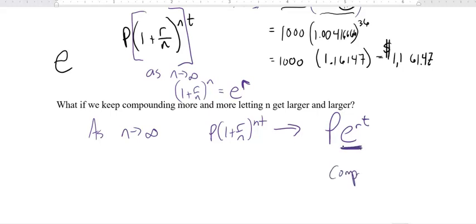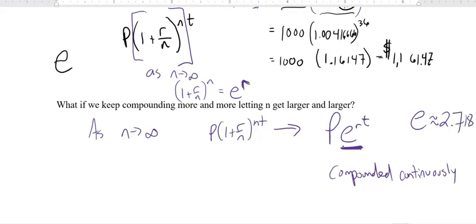So this is called compounded continuously. It's a very useful model, and we're going to use e all the time now. And e, if you plug it into your calculator, e to the first, is about 2.718.